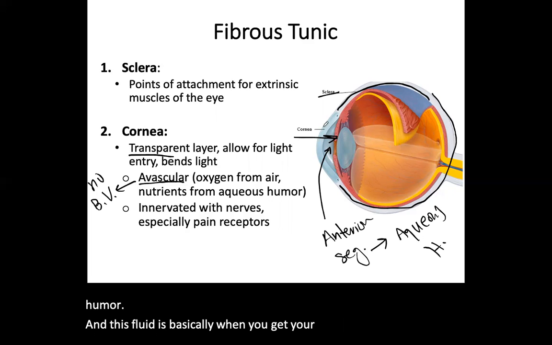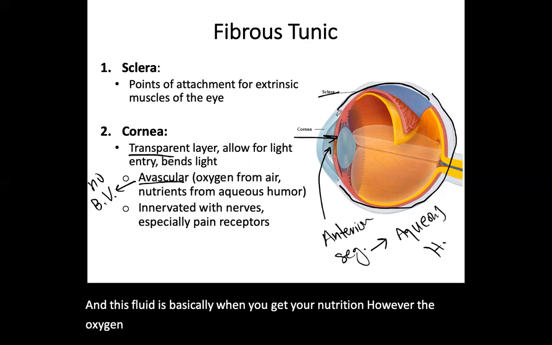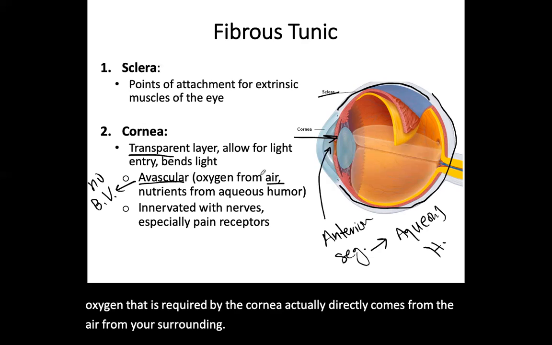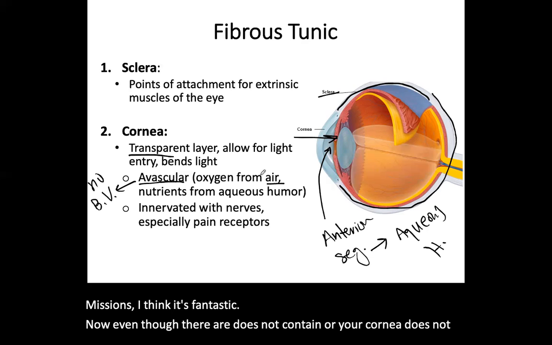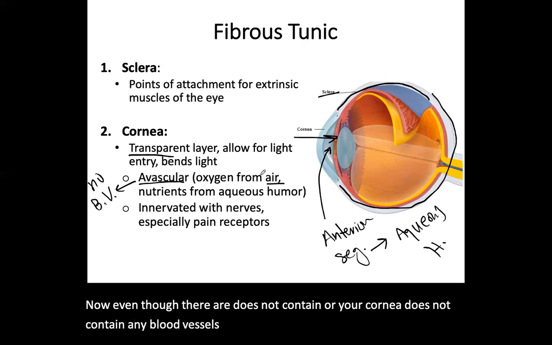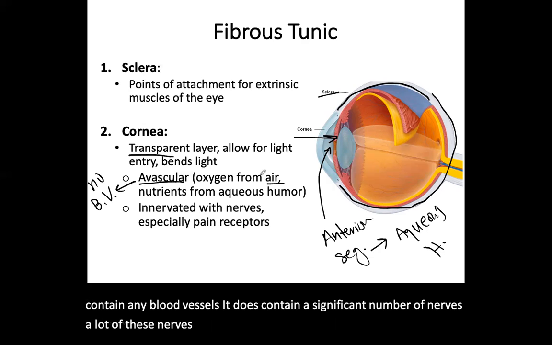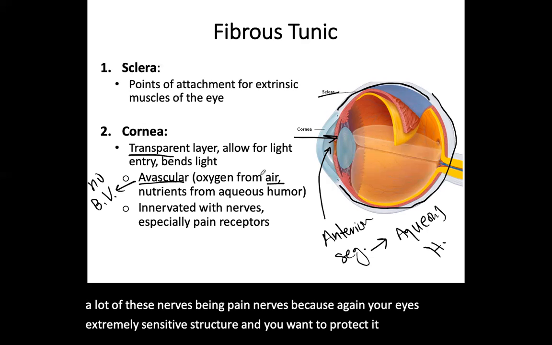However, the oxygen that is required by the cornea actually comes directly from the air in your surroundings, which I think is fantastic. Now, even though your cornea does not contain any blood vessels, it does contain a significant number of nerves, a lot of them being pain nerves, because your eye is an extremely sensitive structure and you want to protect it to the maximum extent.